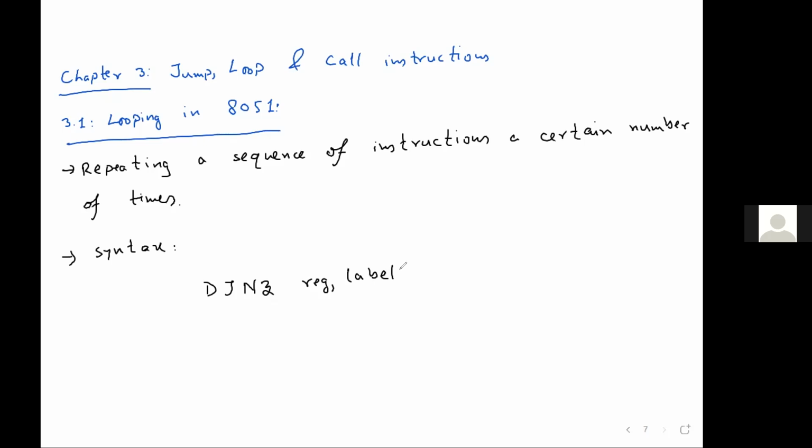All right. So you know what looping is. There is nothing to explain about the meaning of loop, and the syntax is this one. DJNZ register label: decrease this register and jump to this label if not 0. So I repeat, the full form is: decrease this register and jump to this label if the value is not 0. Understood this full form? We'll see an example. I think it will be clearer.